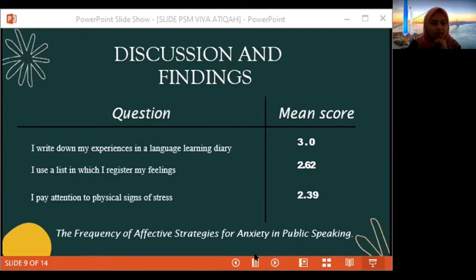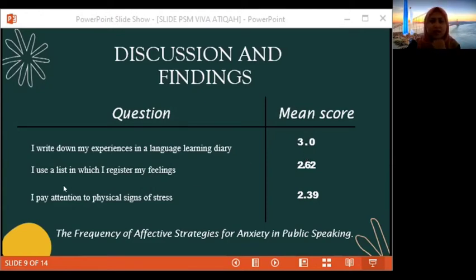The frequency of effective strategies for anxiety in public speaking. We have another question, where item 3 is the highest one. So, the effective strategy that can reduce public speaking anxiety, the researchers found, is that students write down their experience in language learning; that is the highest effective strategy for reducing their public speaking anxiety.